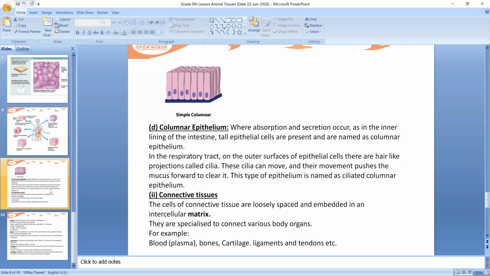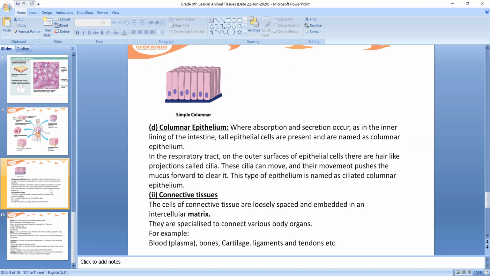You know intestines? Yes, ma'am. Small intestine and large intestine. They are present inside and make the lining of the intestine. In the respiratory tract also, on the outer surface of the epithelial cells, there are small hair-like projections. They are called cilia.